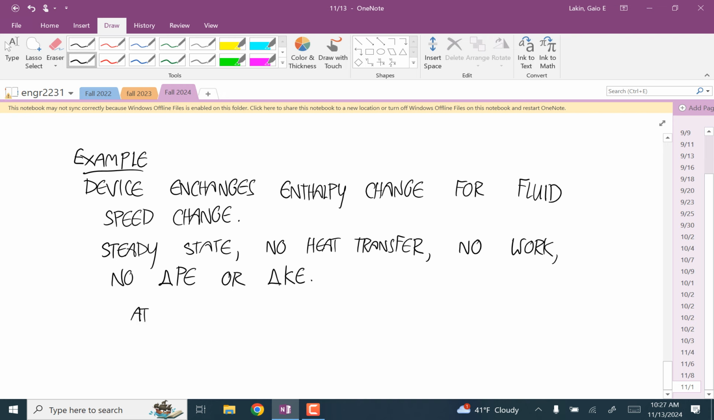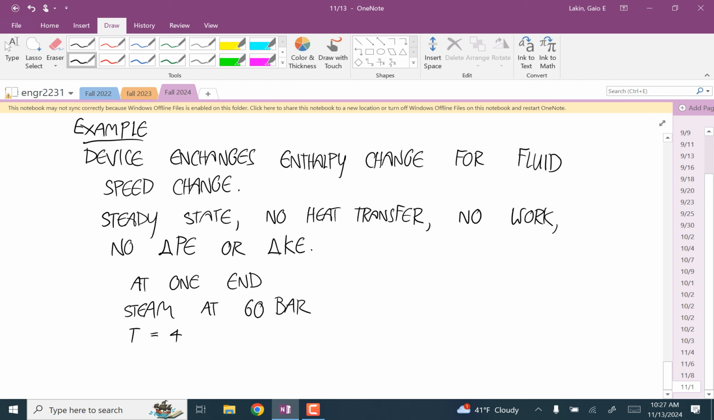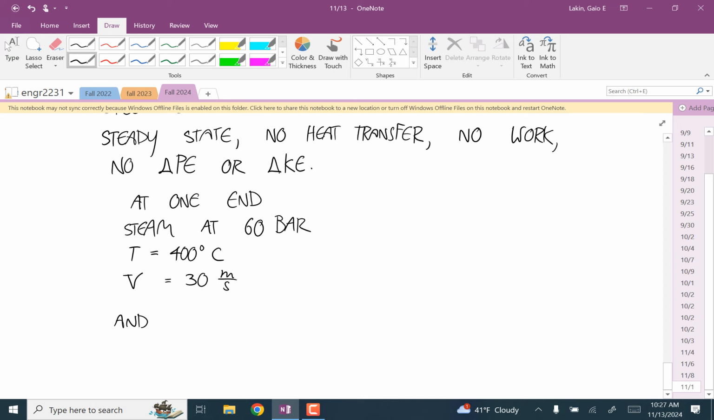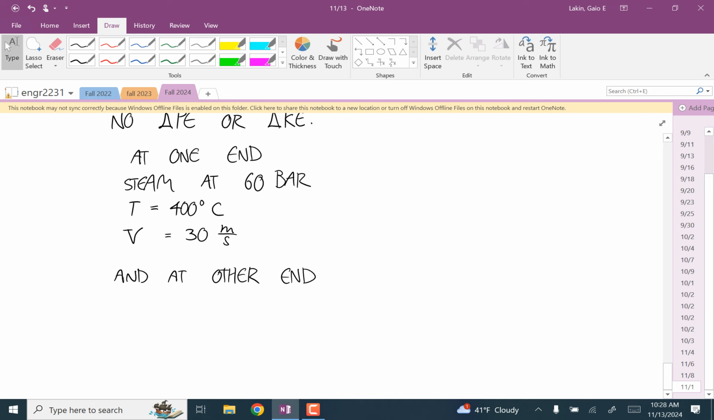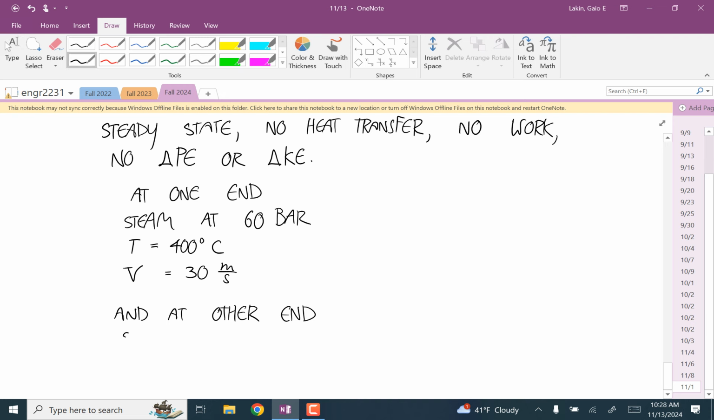at one end, we have steam at a pressure of 60 bar, a temperature of 400 degrees Celsius, a speed of 30 meters per second, and at the other end, we have a saturated vapor and a pressure of 30 bar.